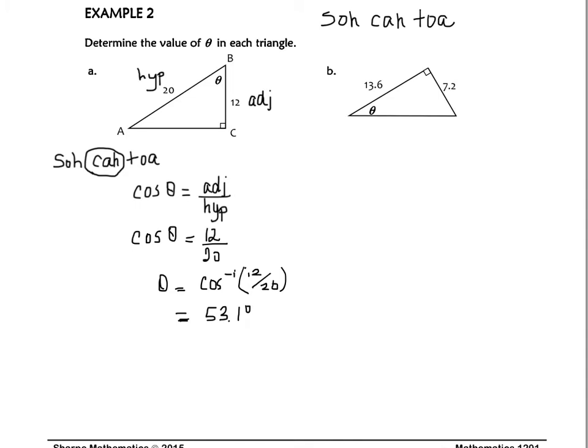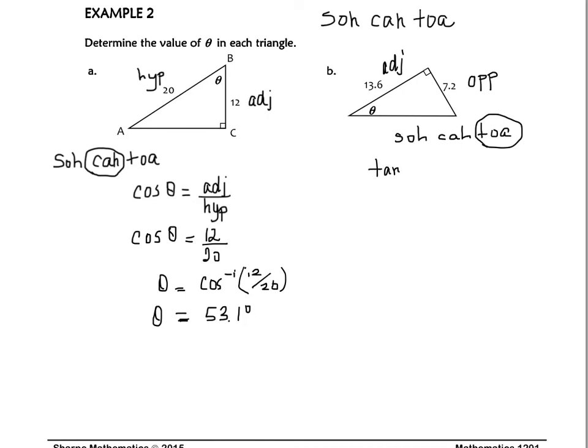Alright, so that example of angle was 53.1. In question B, the angle that we're looking for, in terms of the information that we're given in the triangle, 7.2 is opposite that angle, and the 13.6 side is adjacent to the angle. So if we were looking at SOH-CAH-TOA again, if we have the opposite and adjacent, we'd be concentrating on tan.